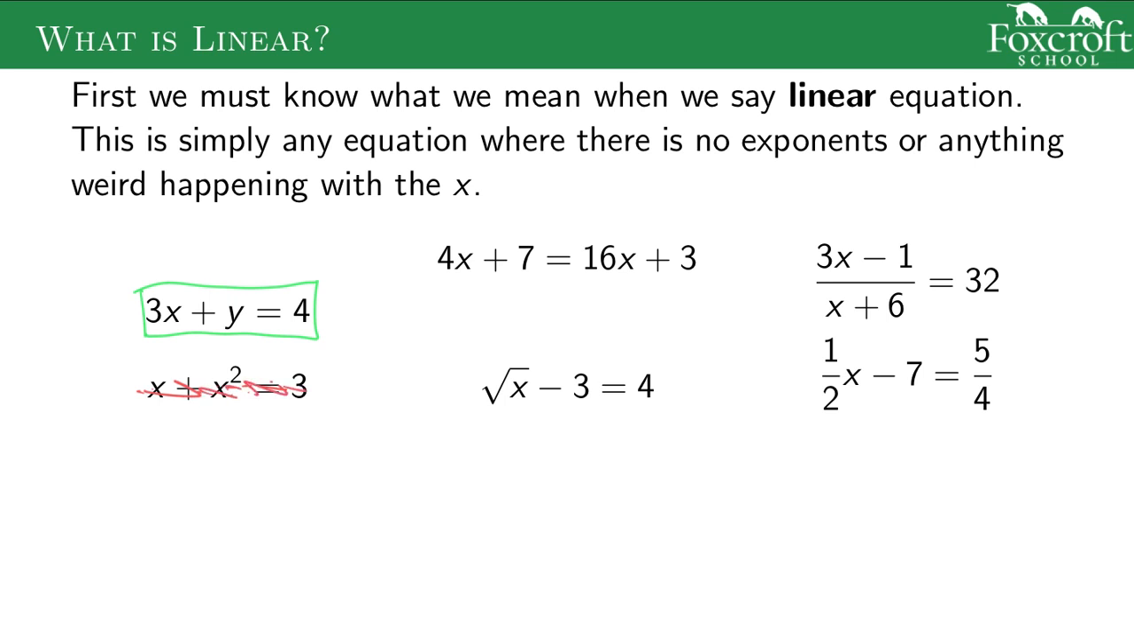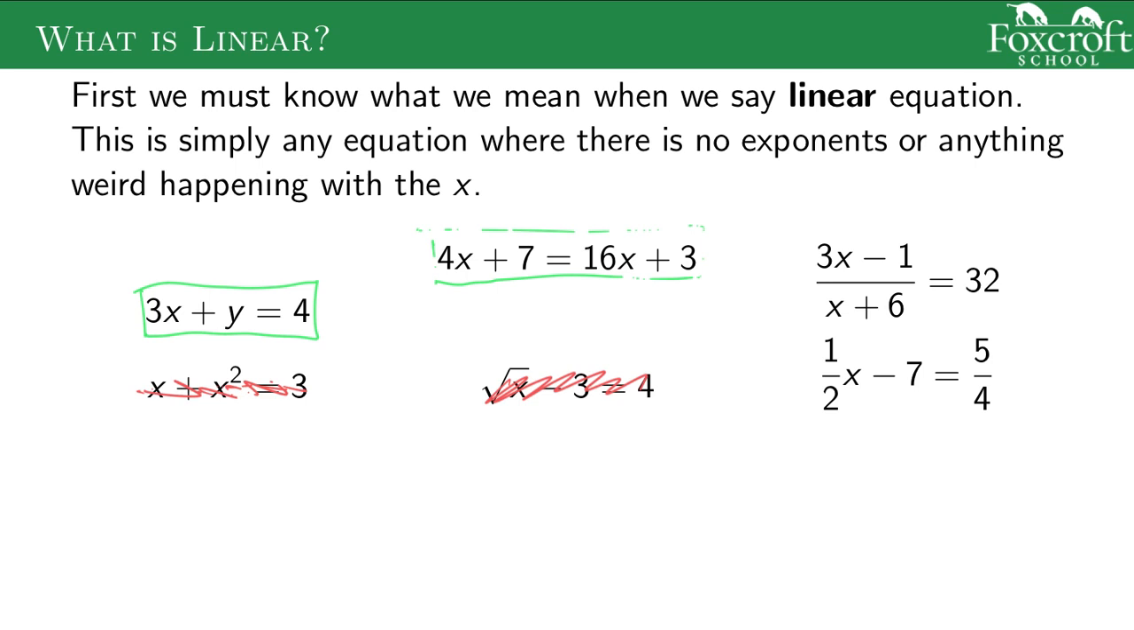4x plus 7 equals 16x plus 3. There are two different x terms, but neither one of them has anything weird going on. There are just some numbers next to them. So that is also a linear equation. The square root of x minus 3 equals 4. Well, the square root is something different that's happening with the x, so that is nonlinear.